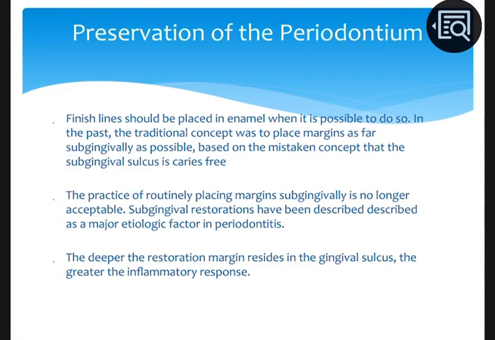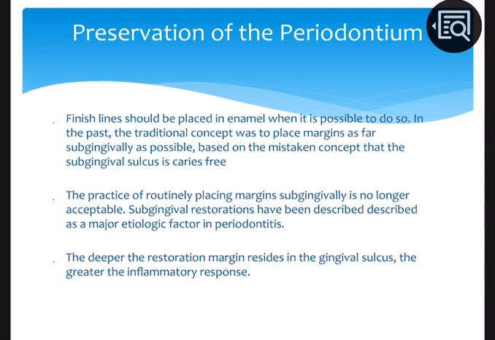So now the concept has changed. The subgingival finish line is no longer acceptable, so we are providing the supragingival finish line. Subgingival restorations have been described as a major etiological factor in periodontitis. When we give the subgingival finish line, it can provide the infection which is called periodontitis. So now it is no longer acceptable. Now we are providing the supragingival finish line or equigingival finish line.